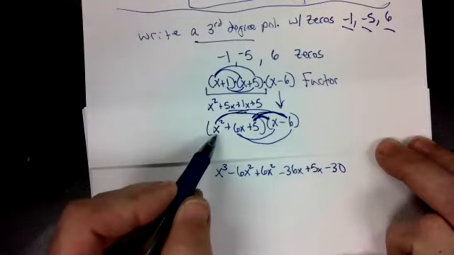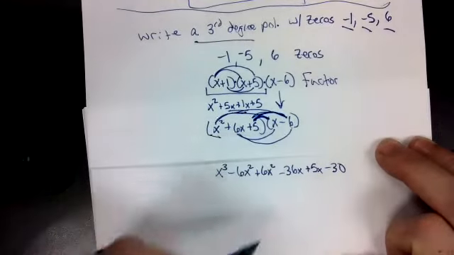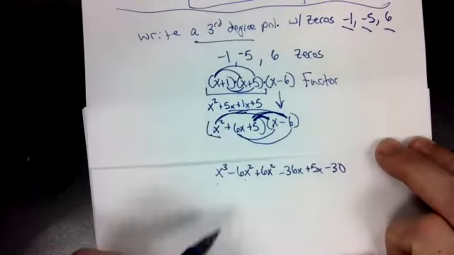So again, we had to distribute all those. So we took that x squared times both of those. We took the 6x times both of those. We took the 5 times both of those. So that's where these all came from.